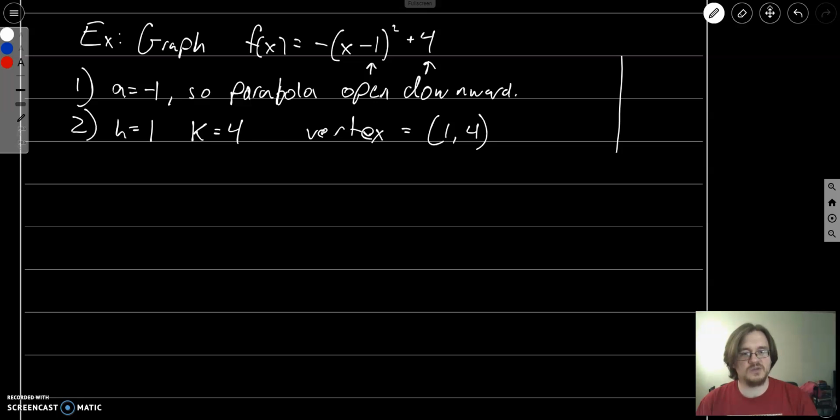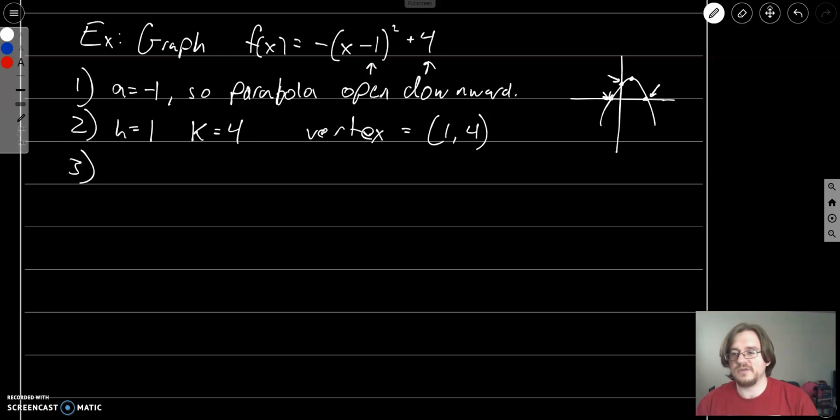So if we just draw a rough sketch of what this looks like for the moment, we know that at (1, 4) is where the vertex is, and it opens downward. So it's going to look something like this. Now, this isn't precise because I haven't figured out where the y-intercept or the x-intercepts are. So next we just need to know what the x and y intercepts are, and then we can start connecting the dots. So let's do the x-intercepts first. If my picture is accurate, we should have 2 of them.